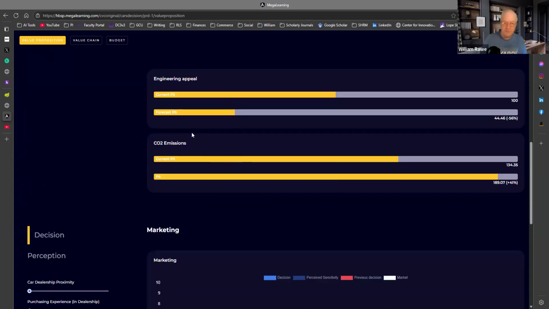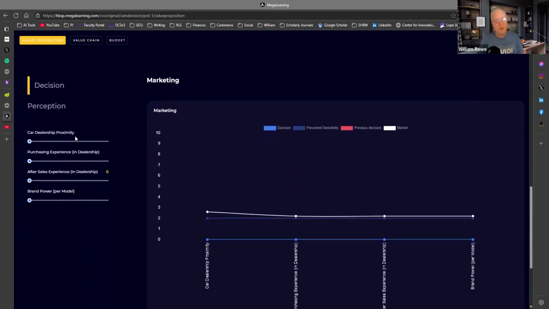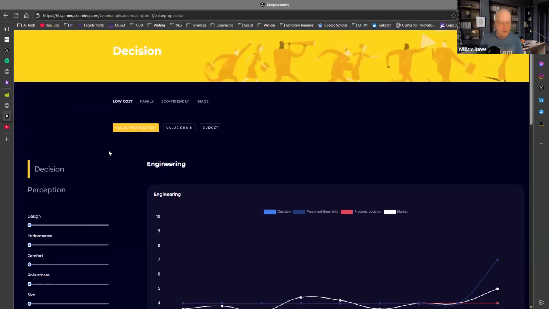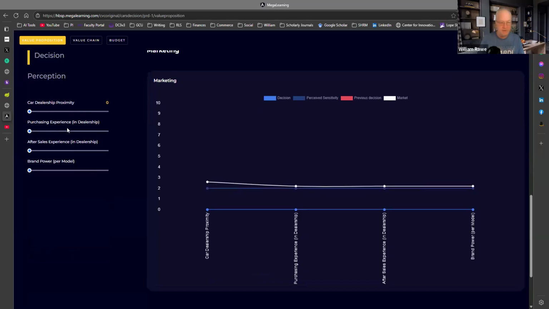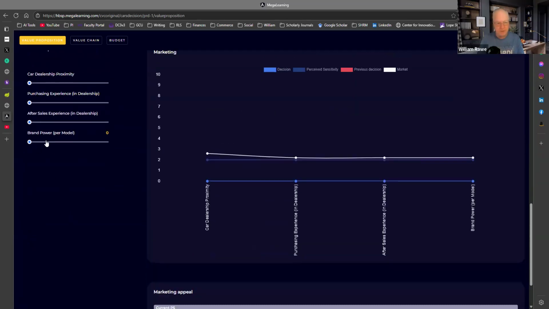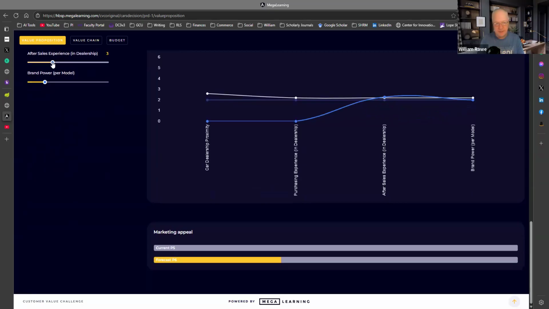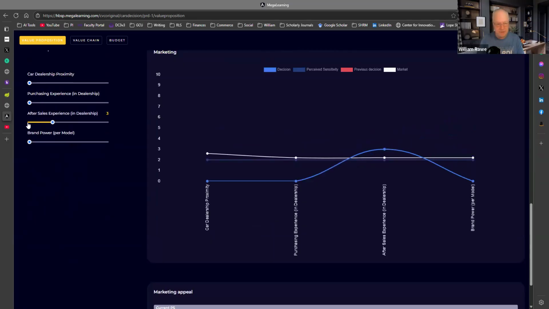Your decisions will also affect your CO2 emissions. Less is better for CO2. More is generally better for engineering, but we've seen that the highest engineering appeal doesn't automatically guarantee that you're going to sell the most cars. And then you have to know which types of these 4 marketing triggers your customers for this business line respond to. So if we're looking at low cost, what's important in terms of marketing for low cost customers? And then you make your decisions accordingly. And you can see some decisions will impact your marketing appeal, some won't.